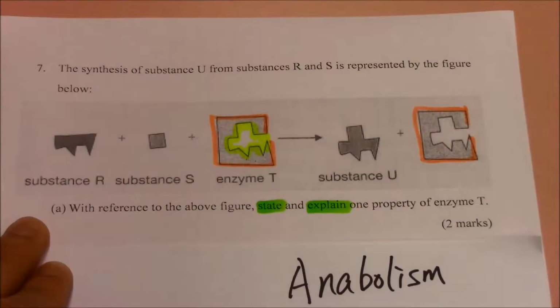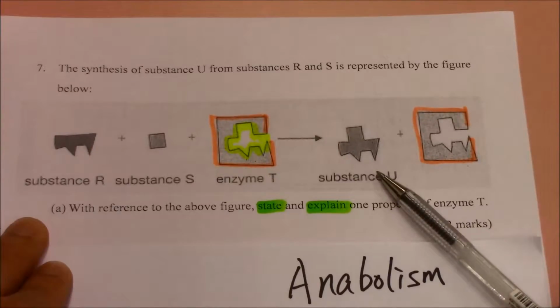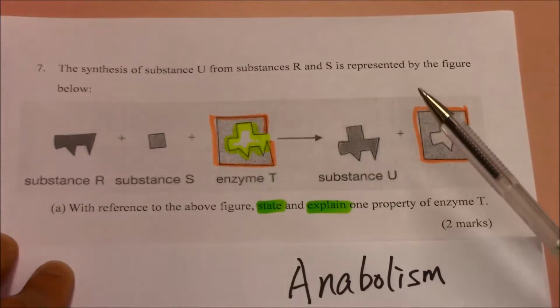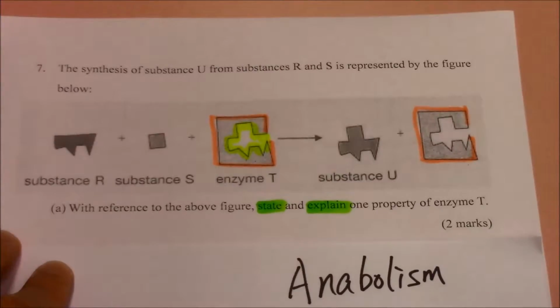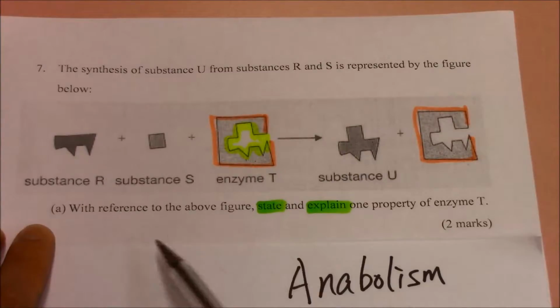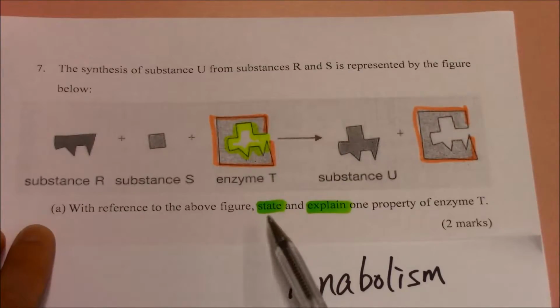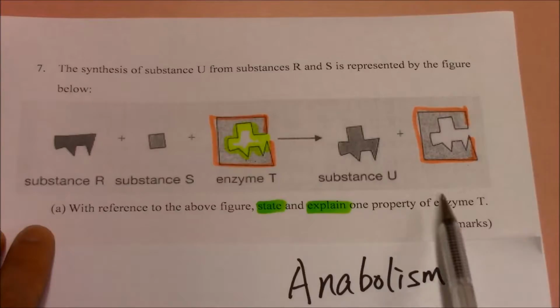So let's take a look at question 7. It's about the anabolic activity, anabolism, to build up substance U from substance R and T. Of course, we need the help of enzyme T to speed up the chemical reaction. And for part A, with reference to the above figure, state and explain one property of enzyme T.